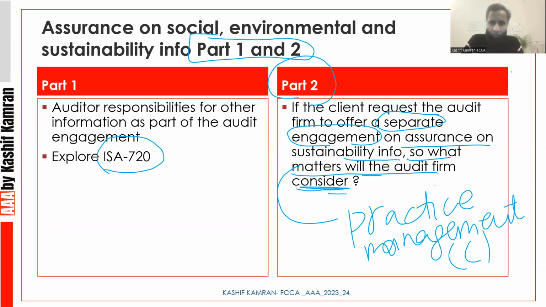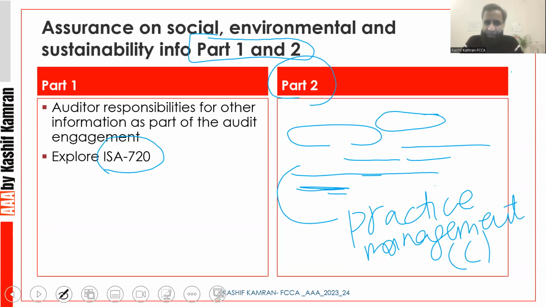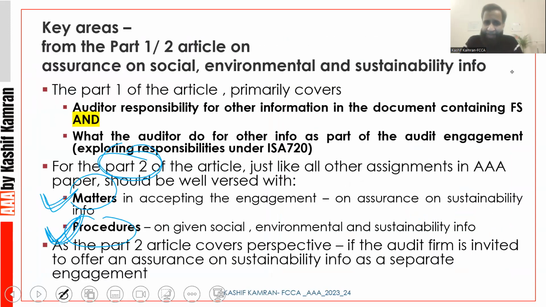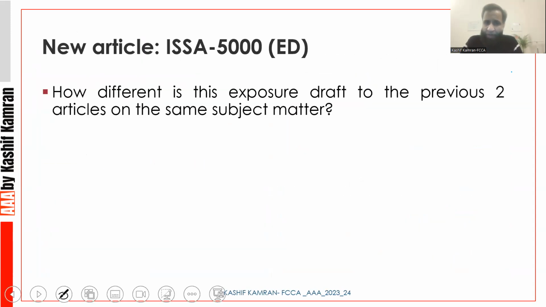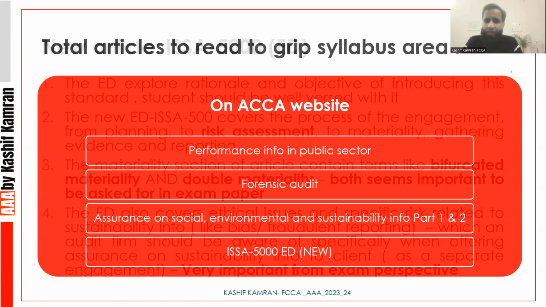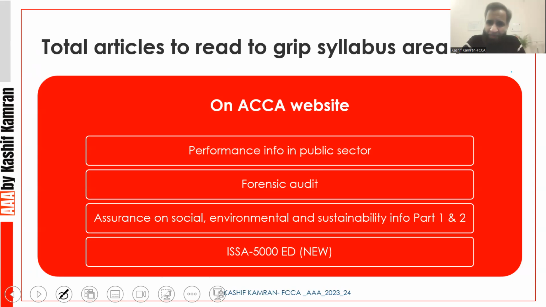So please ensure you cover every possible aspect of syllabus area F. How many articles are you going through from syllabus area F? A total of 5 articles. Performance information in the public sector, which I recommended. Forensic audit, which I recommended. Assurance on social, environmental, and sustainability information, part 1 and part 2. And then the new ISSA 5000. So 2 articles here, 2, 3, 4, 5. A total of 5 articles, and you will have a strong grip on this syllabus area.